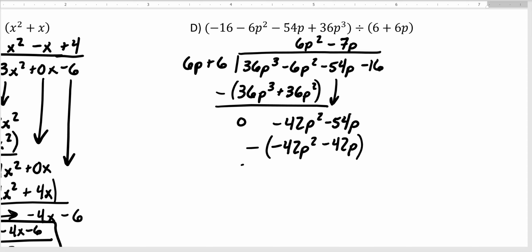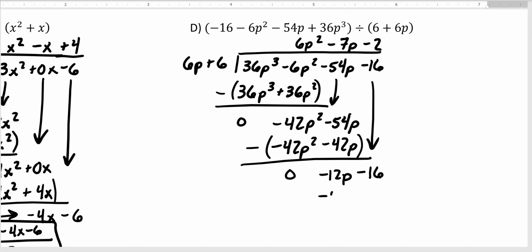I'm going to do that subtraction. Subtracting a negative, remember, is adding. So negative 54 plus 42 would be negative 12p. Bring down our negative 16. 6 times what gives me negative 12? Well, that would be negative 2. So that will give me negative 12p minus 12. Again, subtracting a negative leaves me with a positive. Negative 16 plus 12 would give me negative 4.